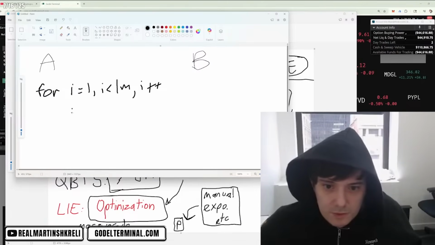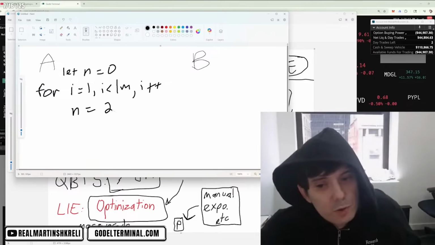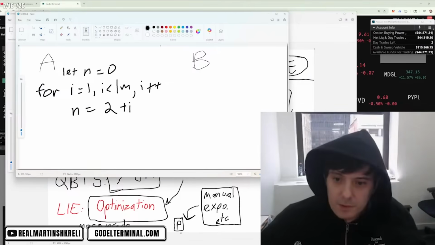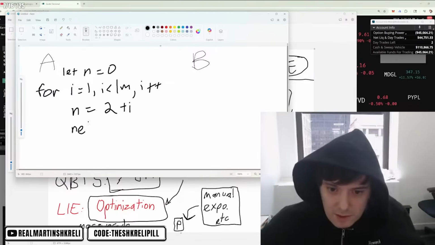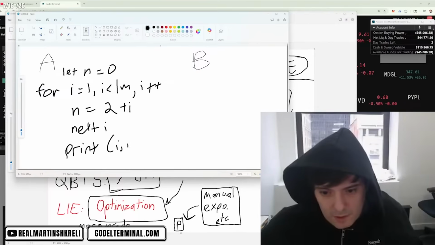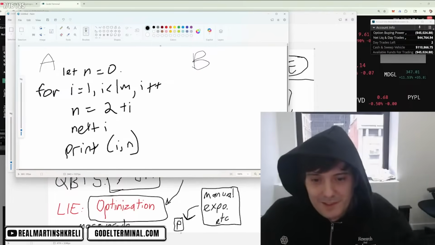in the statement here, we'll declare n is 0, and then we'll do something like n equals, I don't know, 2 plus I. It's a silly algorithm, but we're going to do it this way. And we're just going to do next I here. Okay, and then at the end, we're going to print I and print n. This is very poor programming, by the way.